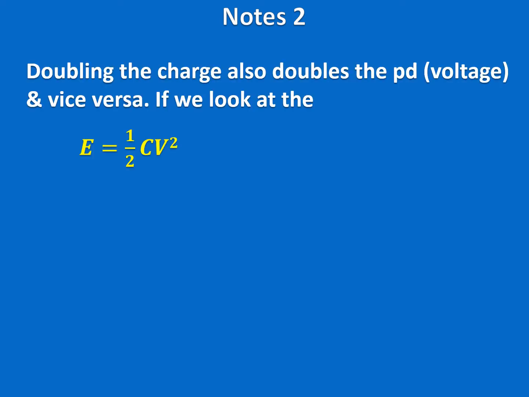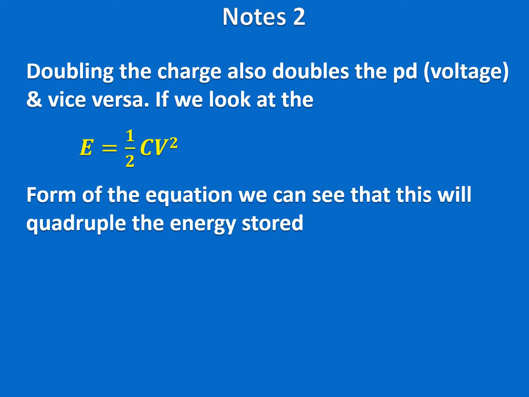Looking at the equation as well, if we double the charge or double the voltage across a capacitor, that will quadruple the energy stored. So looking at the form E is equal to half CV squared, if the voltage is doubled, we get 4 times the energy stored.